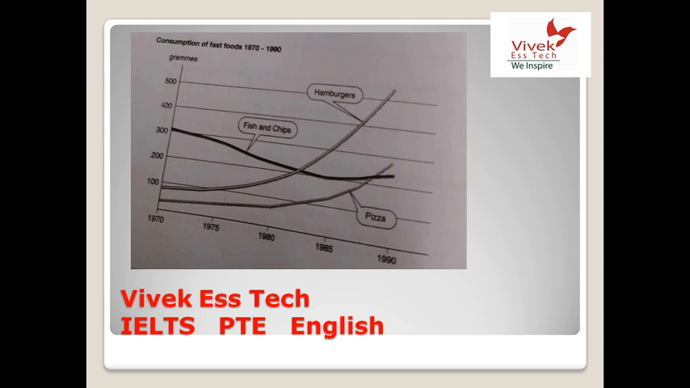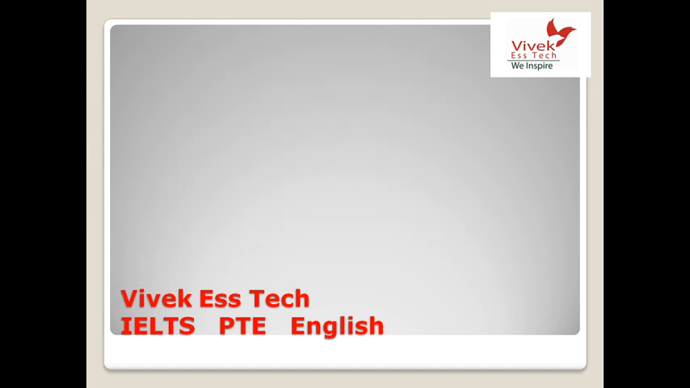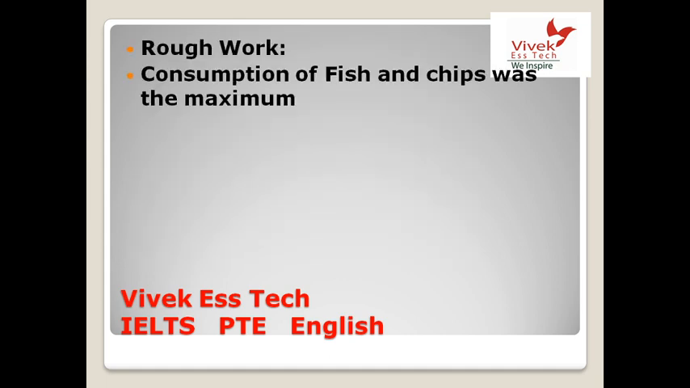This is the other line graph. It shows the quantity of food consumed. You will notice that the quantity of fish and chips fell from 300 grams to almost 200 grams by the end of the period. The quantity consumed of hamburgers rose dramatically from 100 to 500, and that of pizza also rose, but not as dramatically. So here is the rough work.